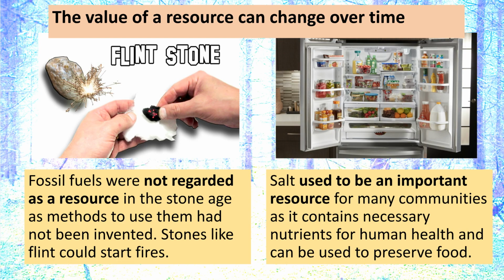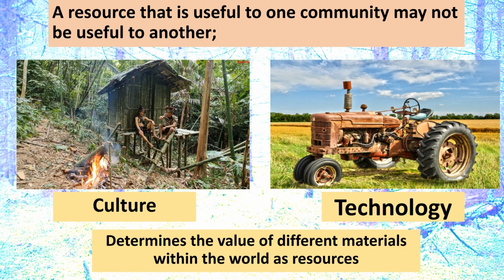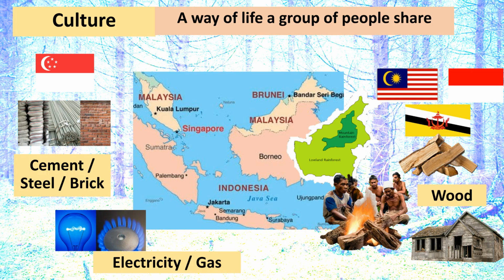Salt, for instance, used to be essential for human health and food preservation. Conversely, fossil fuels weren't resources in the Stone Age, as methods to use them hadn't been invented. Culture and technology are factors that determine the value of different materials as resources. A resource useful to one community may not be useful to another. Culture, a way of life shared by a group of people, influences what is valued.